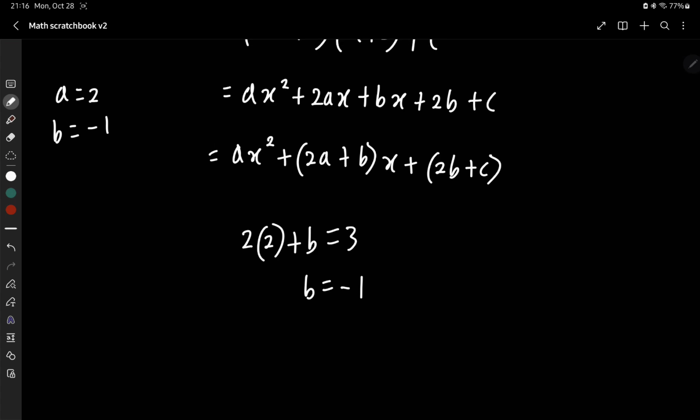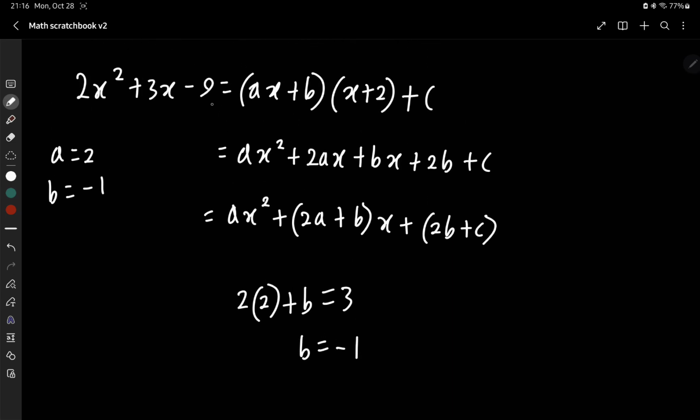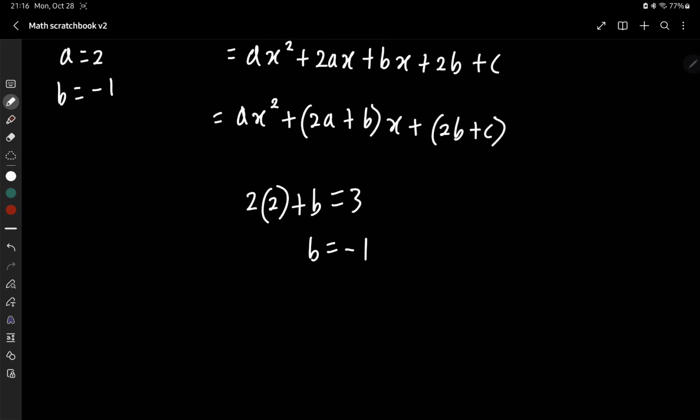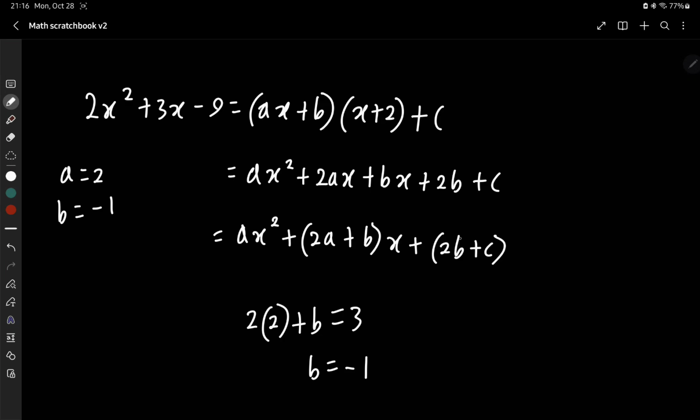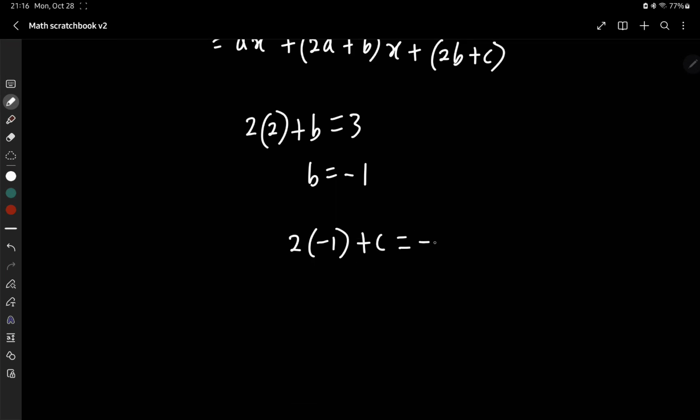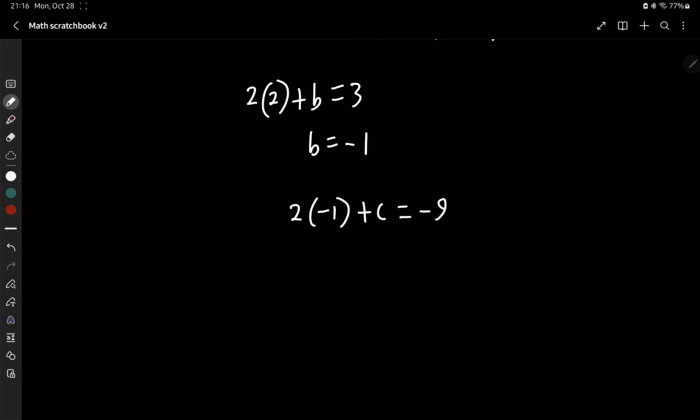And then now we have b, and we need to find c. So we take this here, 2 times -1 plus c equals, and so that's just a constant term, and the constant here is -9, so equals -9. And some simple manipulation, c equals -7.